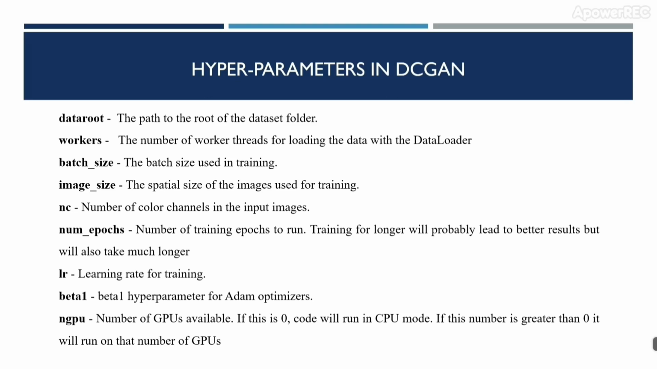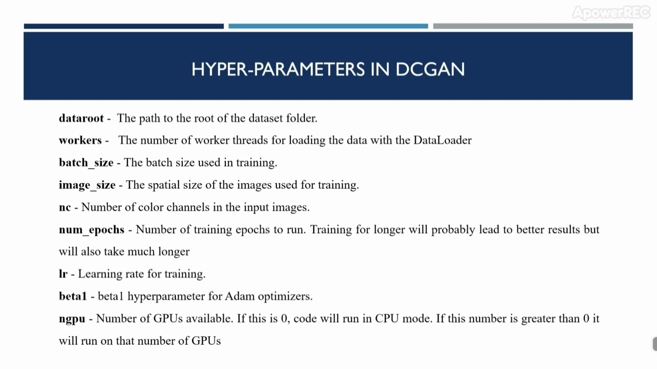And next, coming to the hyperparameter tuning. These are the hyperparameters which are used in the DCGAN. Data root is used to set the path to the root of the dataset folder. Workers defines the number of worker threads required for loading the data with the data loader. Batch size defines how many images should be taken at a time. Image size is the size of the image. NC means the number of channels in the input images. For color images, it is 3, that is red, green and blue.